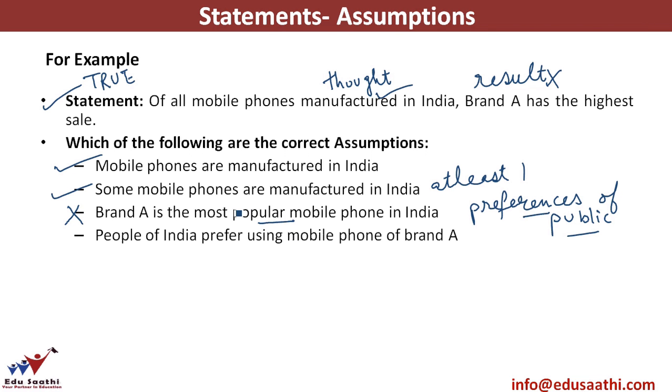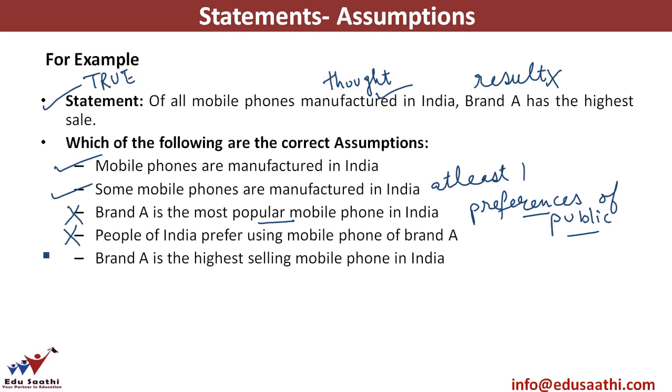Next, people of India prefer using mobile phones of brand A. Again, the logic given in the previous statement is applicable to this also. We cannot comment upon the preferences. Brand A is the highest selling mobile phone in India. Yes, this is a tricky one. What can you say? I know most of you will give the answer as yes, this is a valid assumption. Now check the wording carefully.